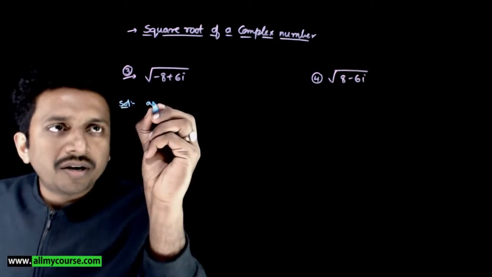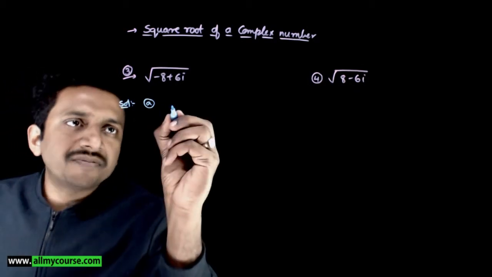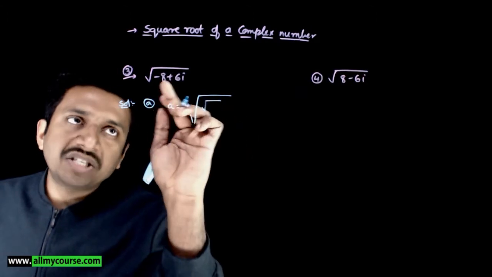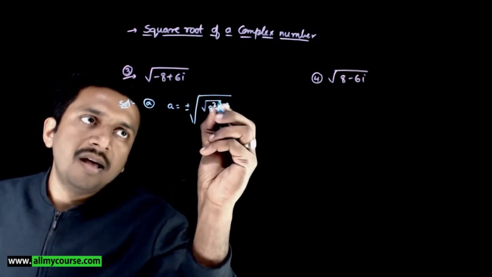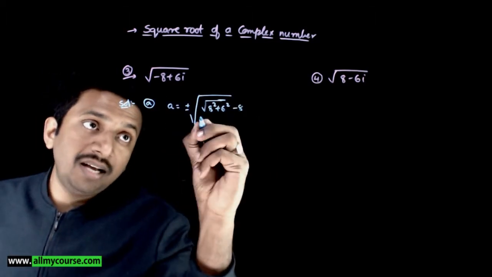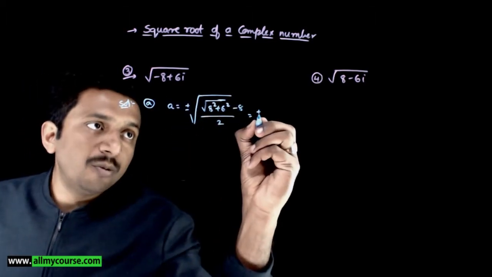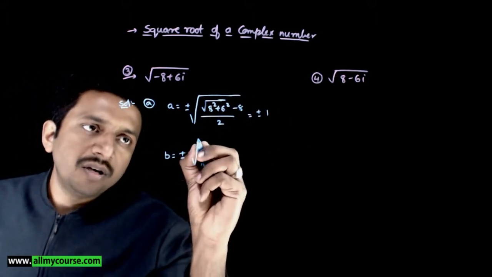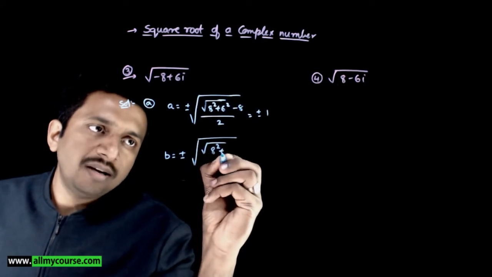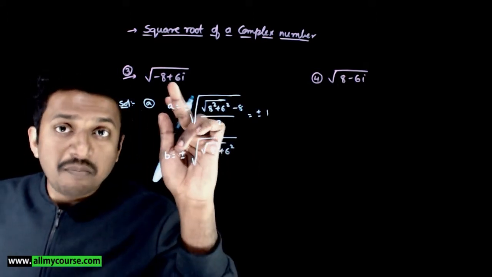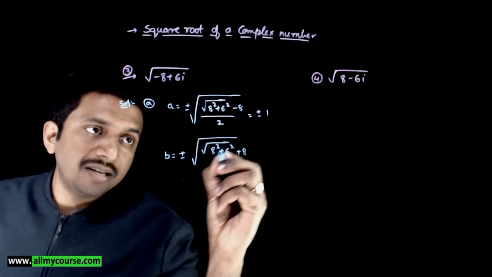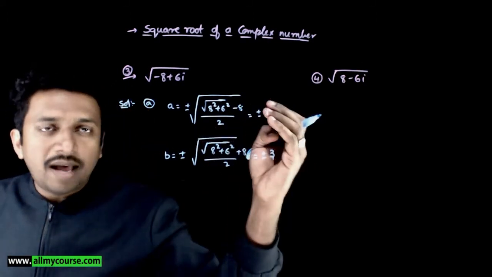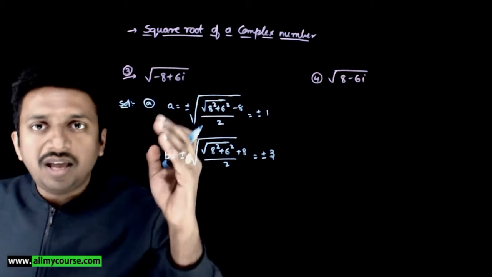So here also let us use our algorithm. So the first step, let us find a is equal to plus or minus of square root of 8 square plus 6 square plus real part, that is minus 8 by 2, that is equal to plus or minus 1. And b is equal to plus or minus of root of 8 square plus 6 square minus of real part, that is plus 8 by 2, that is equal to plus or minus 3. So you have plus or minus 1, plus or minus 3, a and b.